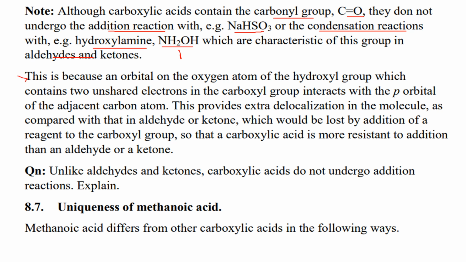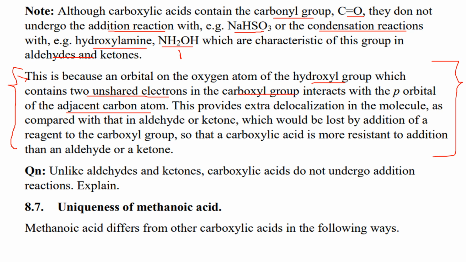Now we are saying that this is mainly because an orbital on the oxygen atom of the hydroxyl group, which contains the two unshared electrons in the carboxyl group, is going to interact with the p orbital of the adjacent carbon atom. Now this reason is not relevant, it's just for explanation purposes. Like I told you, this is not for your level. It's not going to be examined anywhere in advanced level, but it's to help those of you who want a deep understanding of what's happening in the carboxyl group, which is the main functional group in carboxylic acids.